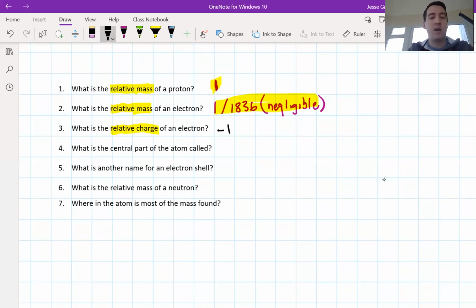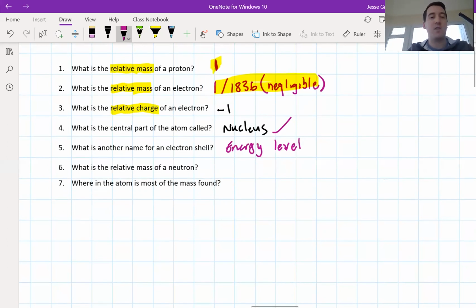What is the central part of an atom called? So the middle is called the nucleus. Well done, if you got that right. Good job. What is another name for an electron shell? Oh, that's a tough one. That will be energy level. So well done if you said that, energy level. Okay. What is the relative mass of the neutron? All right, just double check. It's definitely mass they're asking me about. So the relative mass is 1. Neutrons are 1, same as protons.